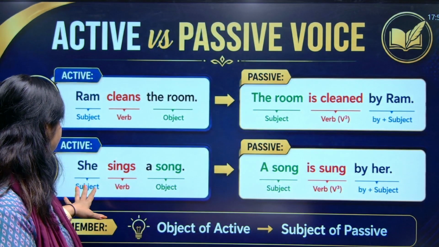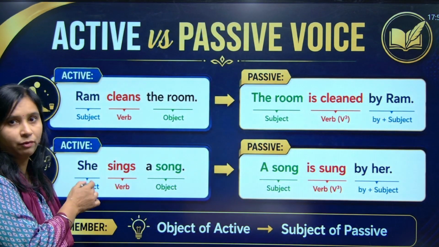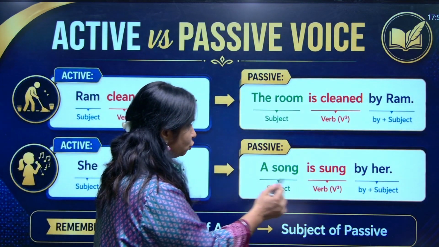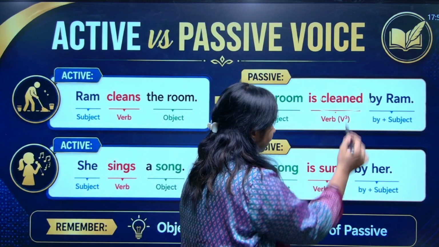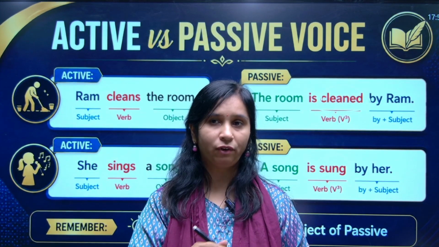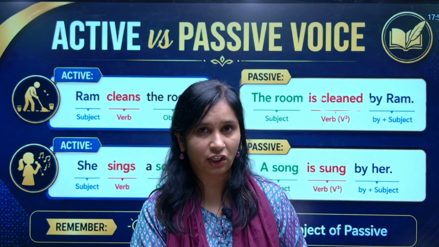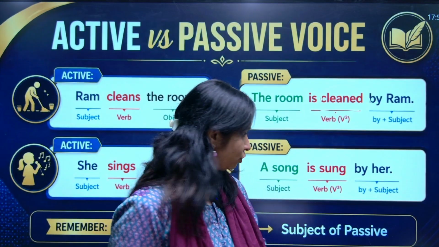Second example: she sings a song. Who is singing a song? She, a pronoun. Now here it is swapped again: A song is sung by her. We have changed nothing here; we have just used the third form of the verb. Now we will see how to change the sentence from active to passive according to tenses.